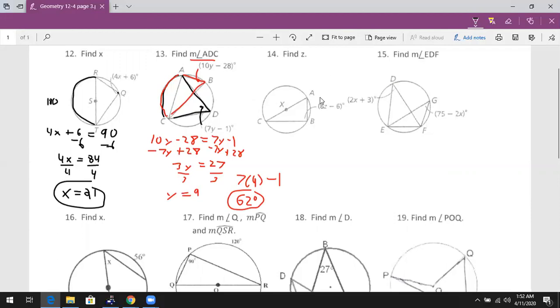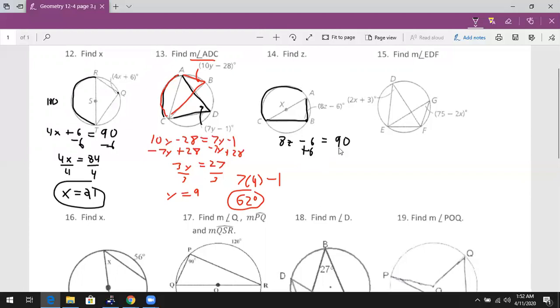Now 14 wants us to find Z, and we're in the same situation as 12, where 8z minus 6 marks this angle here, angle B, which is an inscribed angle, so the angle is going to be half of arc AC, or half of 180. So 8z minus 6 is half of 180, which I'll call 90 right away.